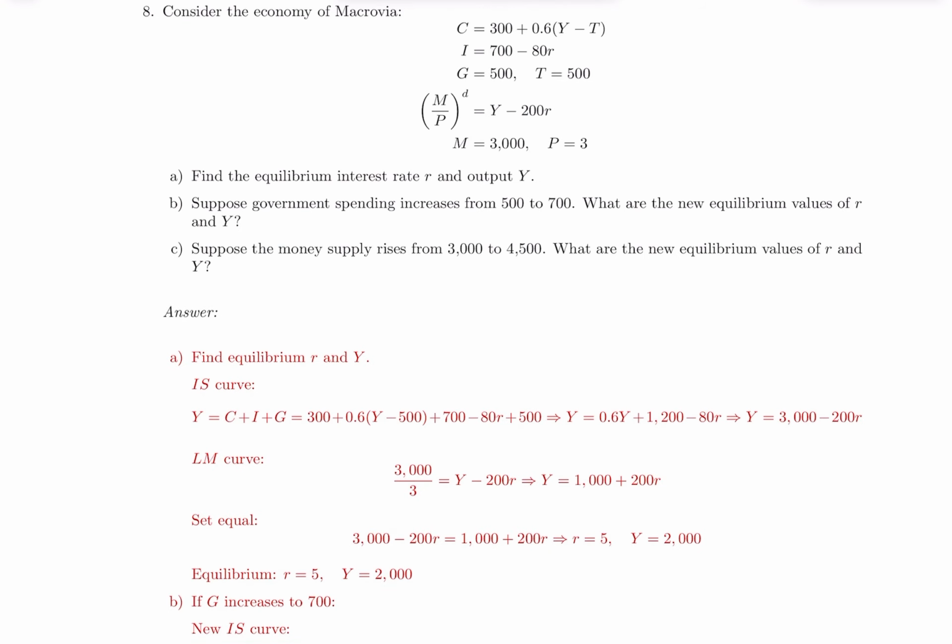Question number 8. A. Equilibrium output and interest rate. We start with the IS curve. Substituting the consumption function, investment function, and the values of G and T and solving for Y, we get Y equals 3000 minus 200R. Then the LM curve: substituting the values of M and P into the real money demand equation and solving for Y, we get Y equals 1000 plus 200R. Set IS equals LM, and we find R equals 5 and Y equals 2000. So the equilibrium is interest rate R equals 5 and output Y equals 2000.